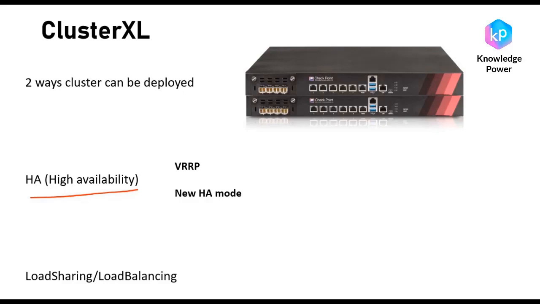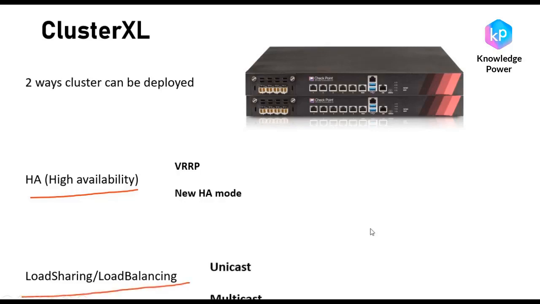The way it works, we have two devices. One device is passing 100% of the traffic. The second device is on standby, and if something happens to the first device, the second device takes over all of the traffic. It's transparent, redundant, and so on. You get the idea.